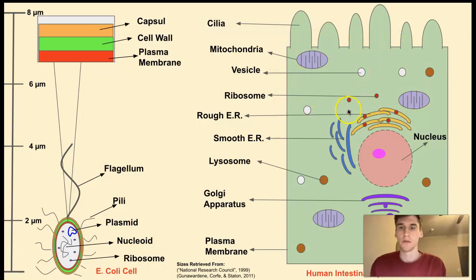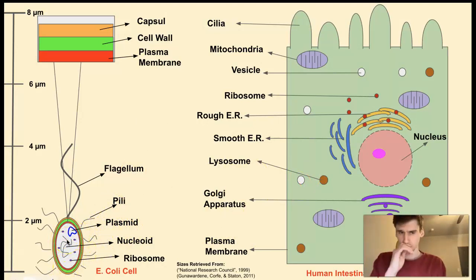Then we also see in red and yellow down here the rough ER, and the red is the ribosomes. For the bacteria cell, or E. coli cell, we're going to see one major difference, of course: there are 3 layers to its shell. So we have the capsule, cell wall, and plasma membrane. But what's important for their interaction are these pili and these ribosomes in here.